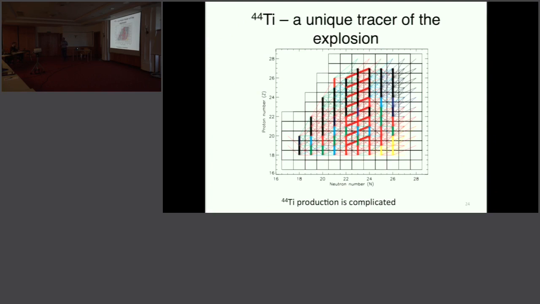What is the strongest evidence? What's the least debatable evidence pushing toward the convective engine model for supernova? It has been this titanium result. It's probably not as dramatic as the neutrino detection of 1987A, but it's probably the best evidence for this kind of convective engine that we have.